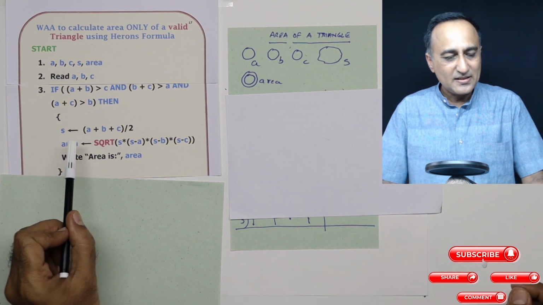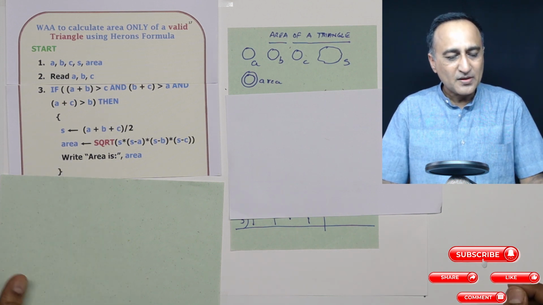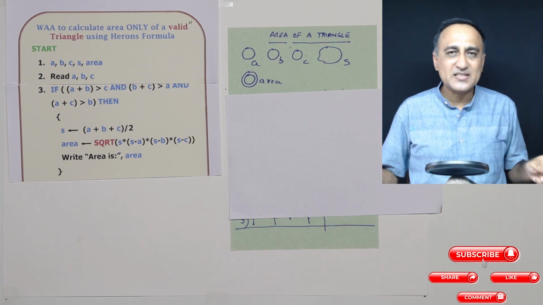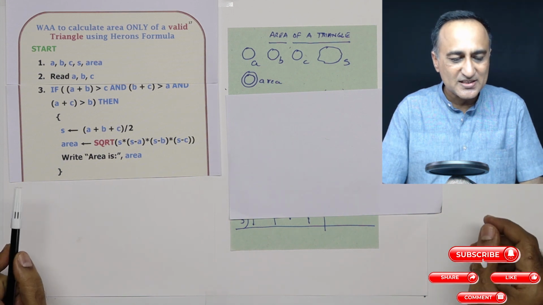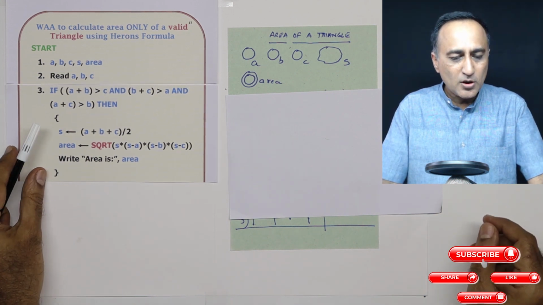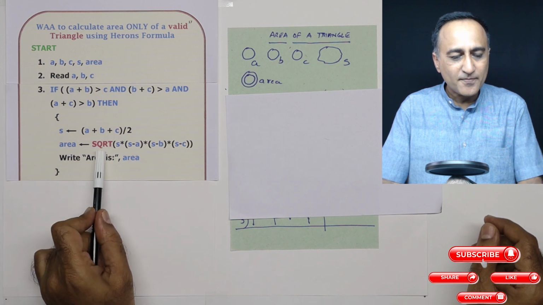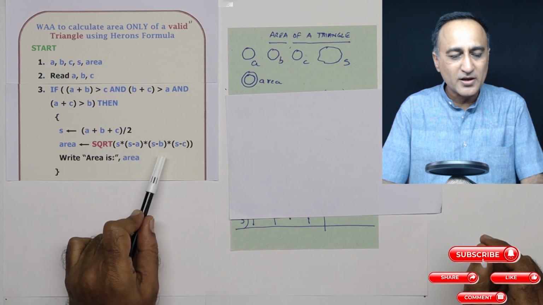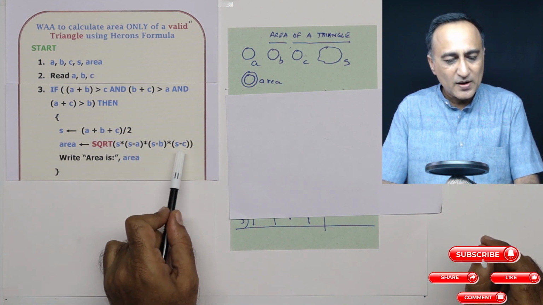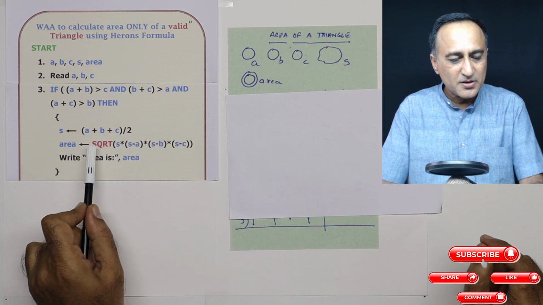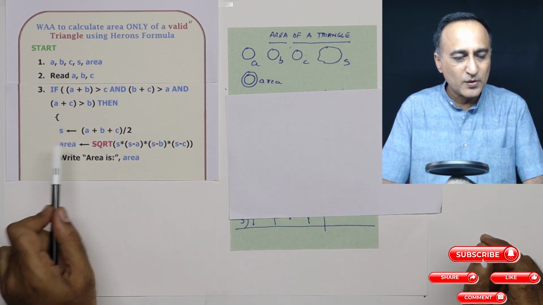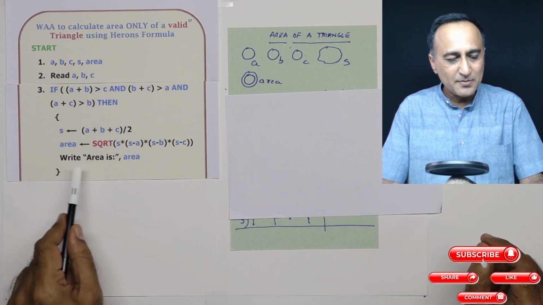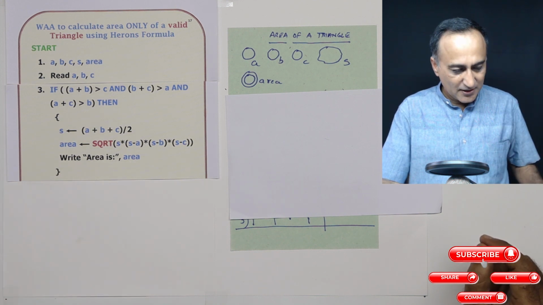Once I get S, it is easy for me to calculate the area. I am going to say area is the square root of S into S minus A into S minus B into S minus C. Almost all modern languages have a library code or a built-in facility to calculate the square root of a given number. So first, this will evaluate to a single number, that number's square root will be calculated, and the result will get assigned or copied to area. Then I am going to write area is and print the value of area.